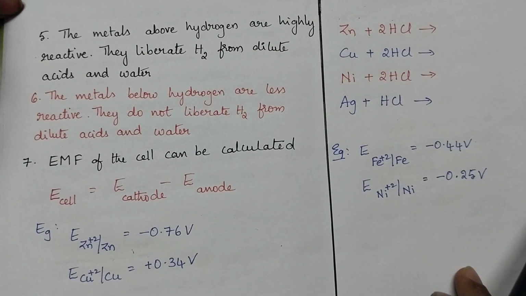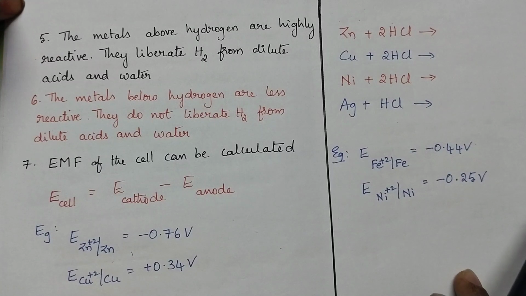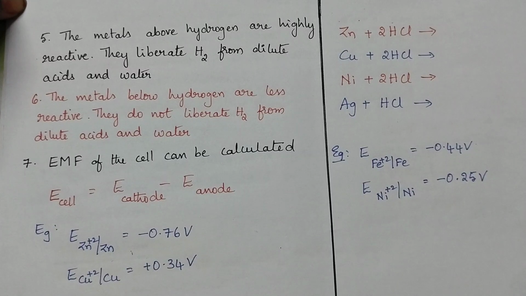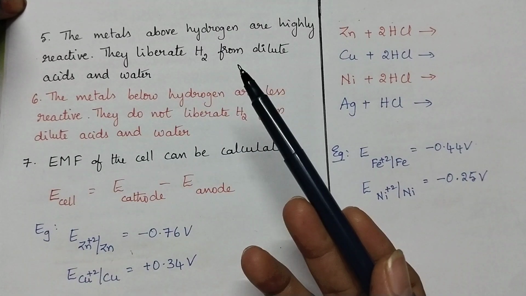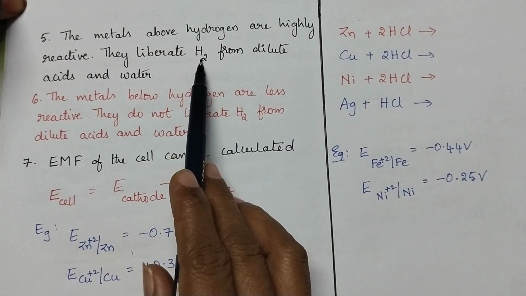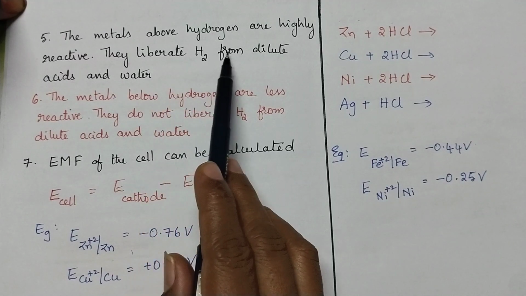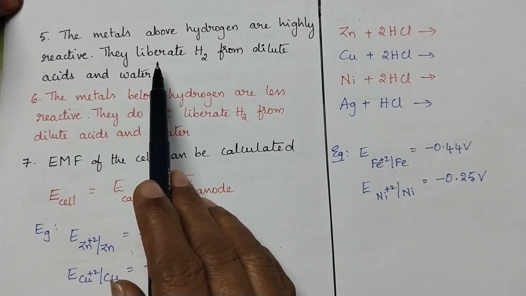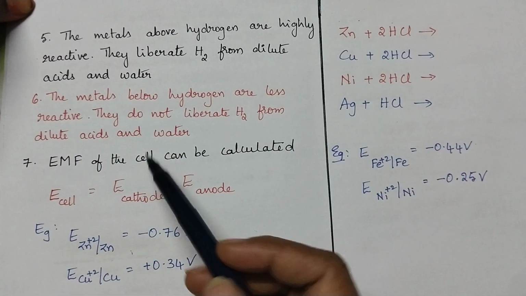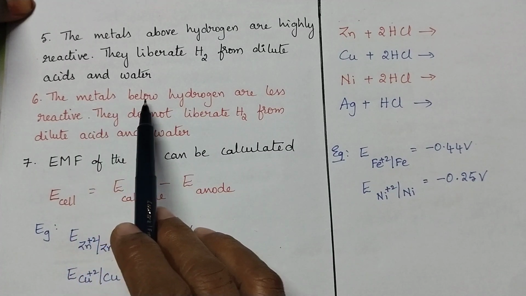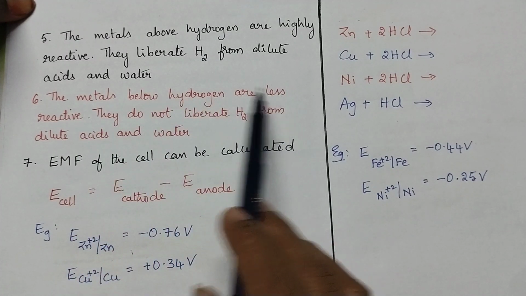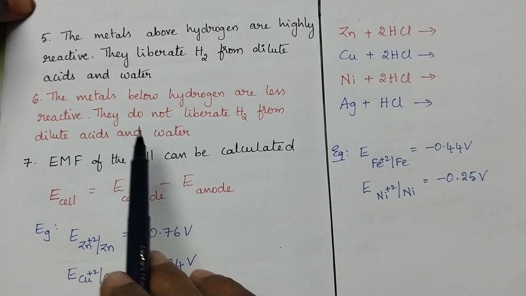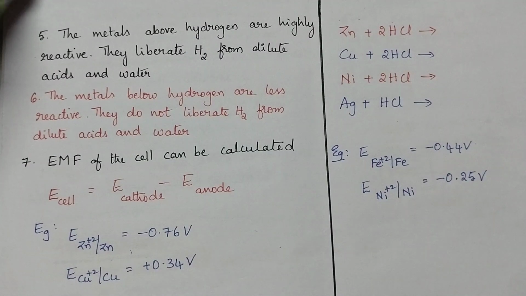In a similar way, it is possible to predict the replacement tendency of metals. So, in general, the metals which are placed above hydrogen can easily liberate hydrogen from dilute acids or from water. On the other hand, what happens? The metals which are placed below hydrogen are less reactive and they do not liberate hydrogen from the acids or from the water.